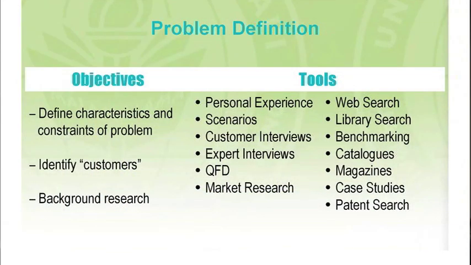Okay, so the problem definition stage, this is what happens first of all. We have to define the characteristics and the constraints of the problem. Artistic design, there are no constraints, there's no bounds, right? You can make whatever you want. Engineering design, we do have these constraints. One, science, right? Two, function, quality, of course, cost. So we have to work within these boundaries.